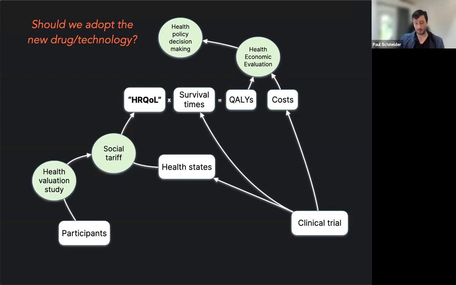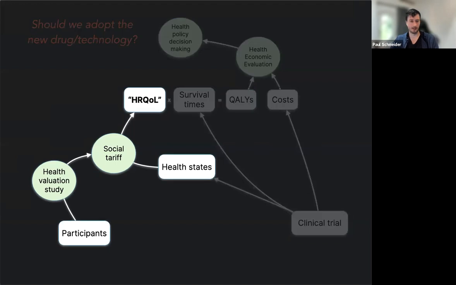Social tariffs are generally based on the preferences of the general public. So what we would normally do is we would recruit a representative sample of the population in a health valuation study. We would elicit the preferences of our participants, and then we would aggregate those preferences into a social tariff. Right, and so in this talk, we are going to focus on this bit in the bottom left, right? So, and try to see how can we go from health states to health-related quality of life, which then ultimately informs health policy decision making.